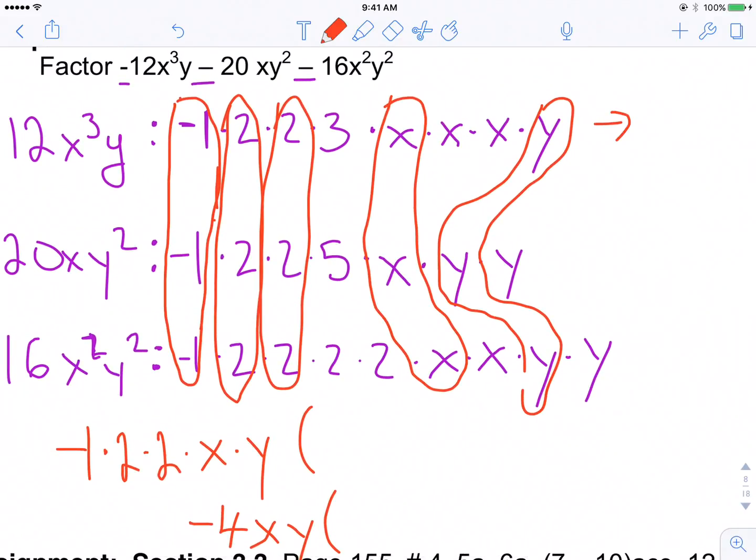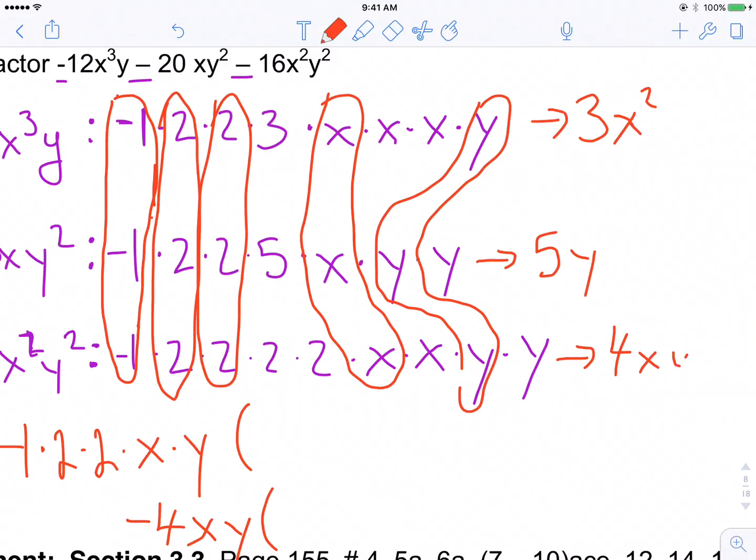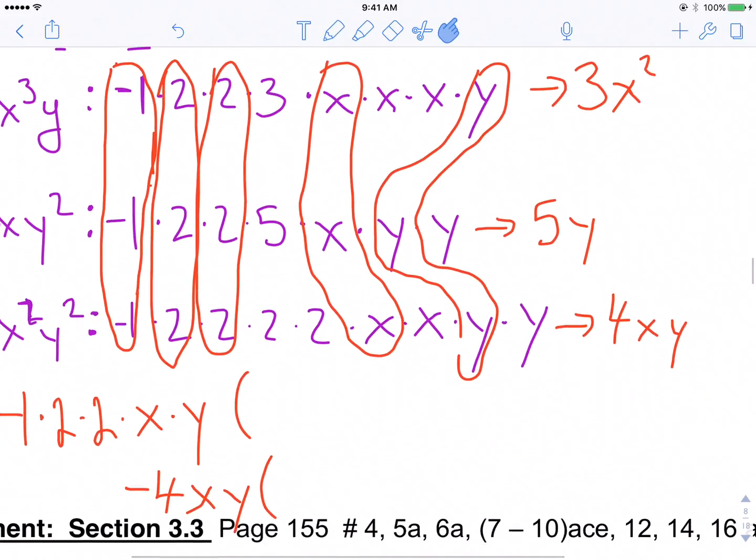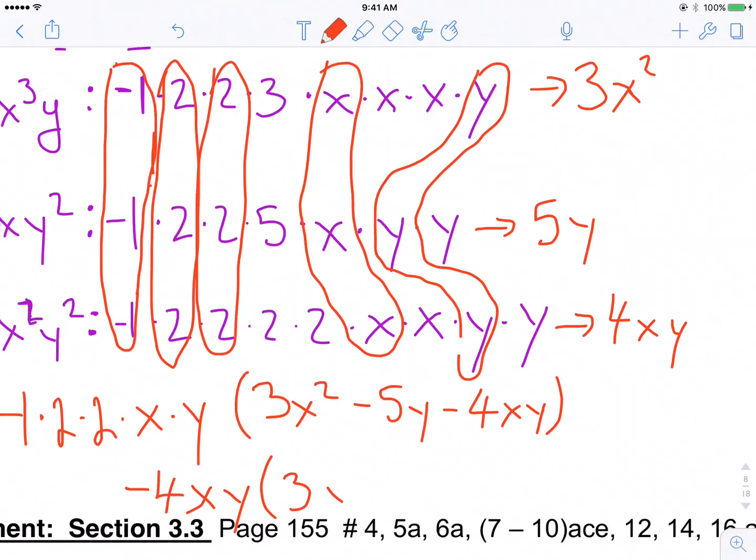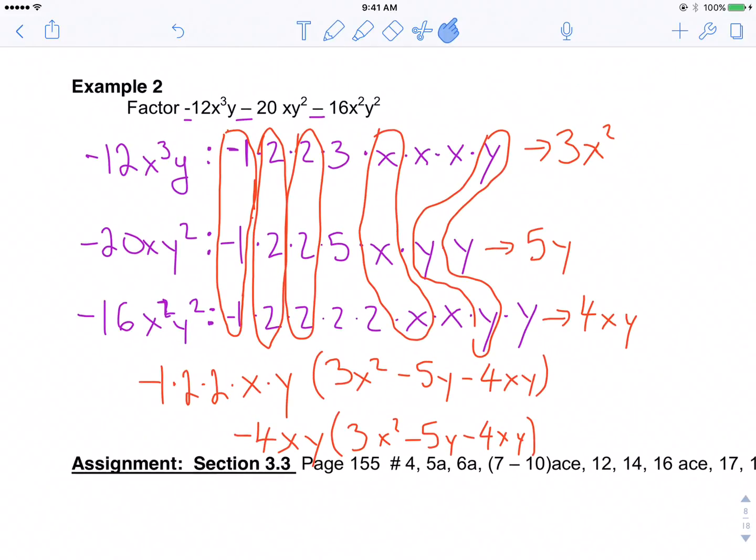And what am I left with? Up here I'm left with 3x squared. Here I'm left with 5y. Here 4xy. See, I almost made a mistake there. That's the kind of mistake that you need to make sure that you're not going to do. 4xy. Almost missed that. So then my leftovers would be 3x squared minus 5y minus 4xy. There's my factor of my bigger polynomial.